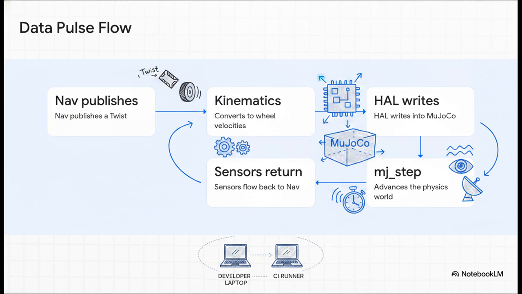It kicks off with a navigation node publishing a twist command. Next, the kinematics layer converts those target velocities into specific wheel velocities. Then our hardware abstraction layer, the HAL, writes those directly into MuJoCo. We hit the MJ step command to advance the physics world, and boom, sensor data flows right back to navigation so it can recompute. Literally, every architectural choice we're looking at today exists for one reason: to keep this specific loop honest, whether it's running on your slick developer laptop or some random CI runner in the cloud. That consistency is the absolute holy grail.